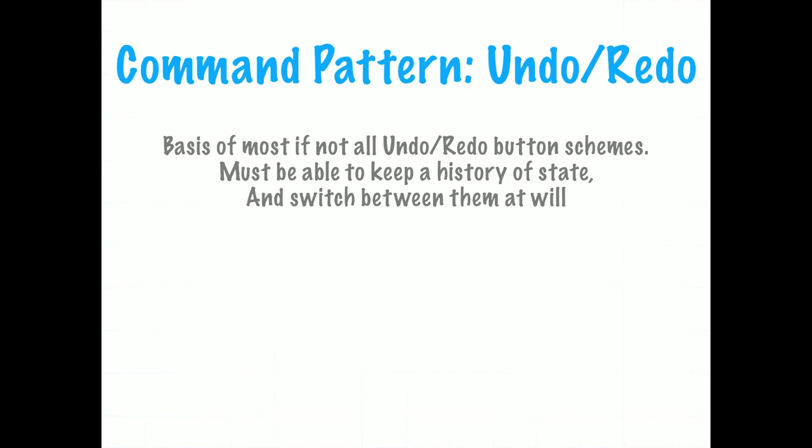Okay. So this is used everywhere. By everywhere, I mean it's used in Word, it's used in probably web browsers. It's used whenever you need an undo and a redo button, basically. This is the main use. I don't know of many bigger uses for it. So the basis of most undo and redo button schemes must be able to keep a history of state and switch between them at will. This is going to be storing state, in a way. It's going to be storing my state, and like, what is the state of all the variables that we care about?